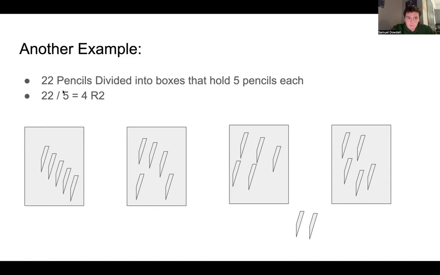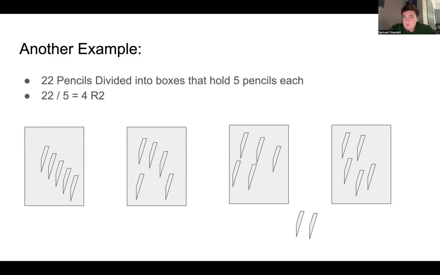We know each of these boxes can hold 5 pencils. So our first box, we put 5 pencils in. We're good with that one. We put 5 more pencils in, and 5 more and 5 more. So we've filled up 4 complete boxes of pencils. Four boxes are full of pencils. But we still have these 2 pencils down here. These 2 pencils are our remainder.